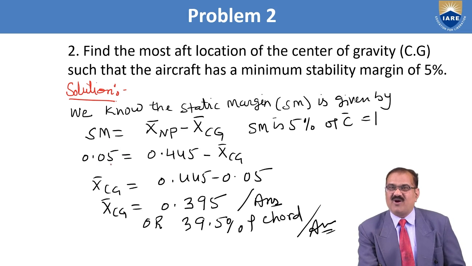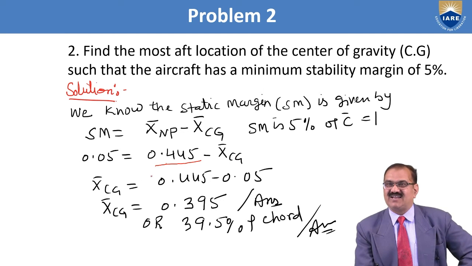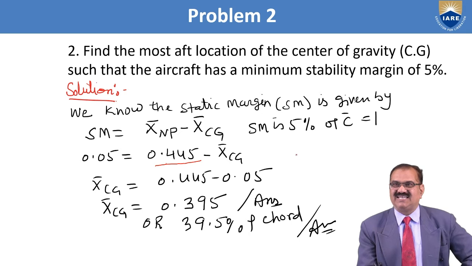SM is 0.05, equal to XNP, which we have just found out, 0.445 minus XCG. So what will be the CG location? The CG location will be 0.445 minus 0.05. So the CG location will be 0.395.